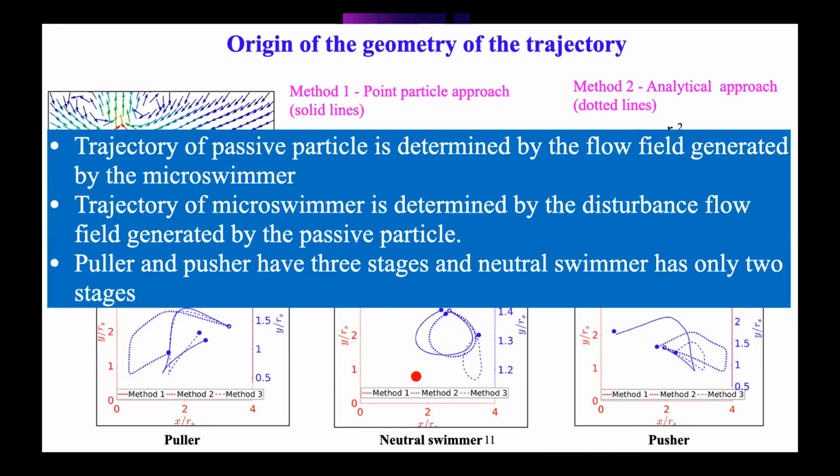So the trajectory of the passive particle is determined by the flow field generated by the microswimmer, and the trajectory of the microswimmer is determined by the disturbance flow field generated by the passive particle. And puller and pusher have 3 stages, and the neutral swimmer has only 2 stages.